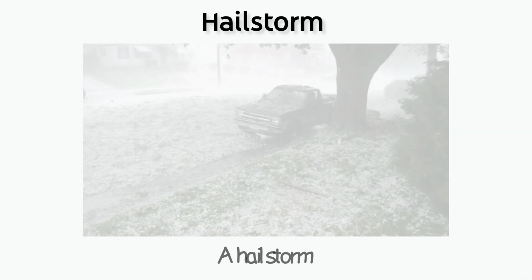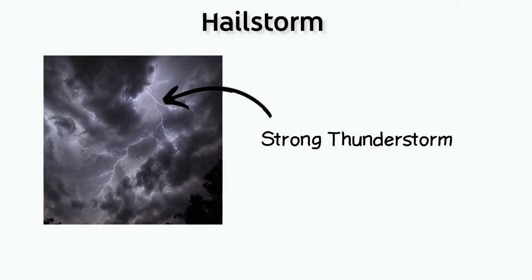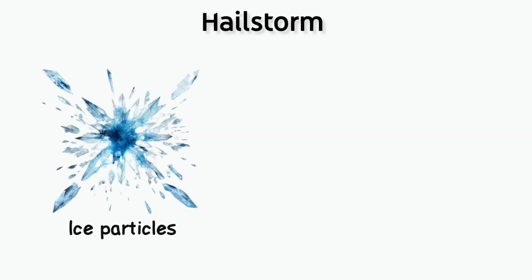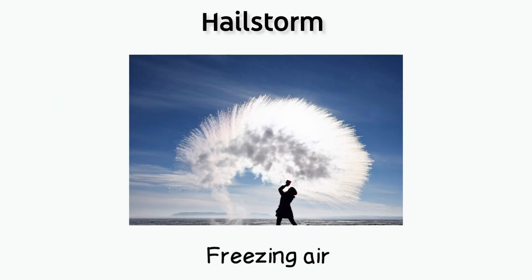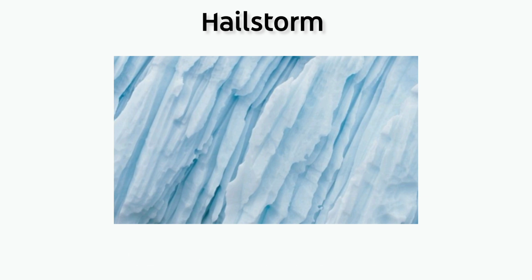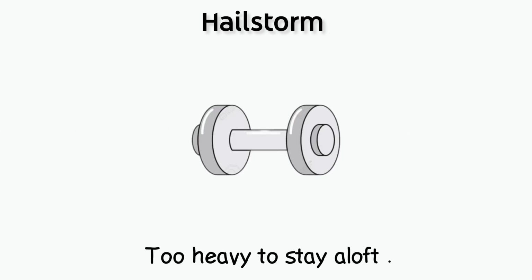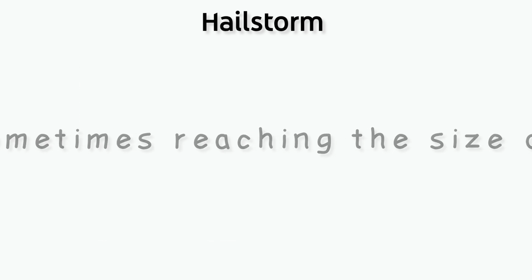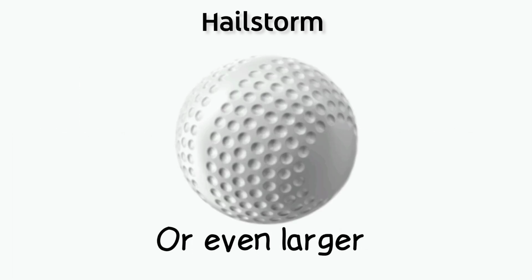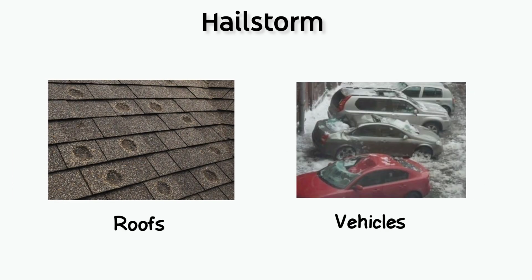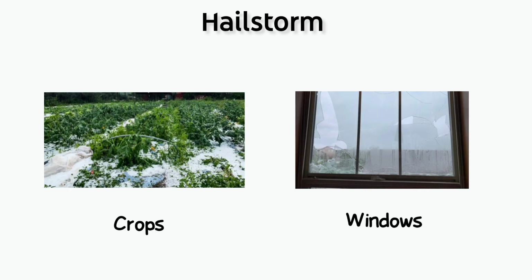Hailstorm. A hailstorm forms inside strong thunderstorms where powerful updrafts repeatedly carry ice particles upward into freezing air. Each trip through the cloud adds another layer of ice until the hailstones become too heavy to stay aloft. They then fall to the ground, sometimes reaching the size of golf balls or even larger. Large hail can damage roofs, vehicles, crops, and windows within minutes.